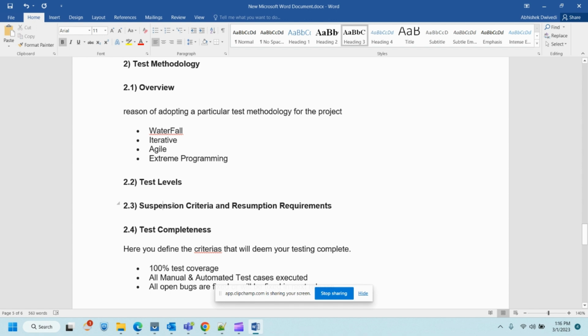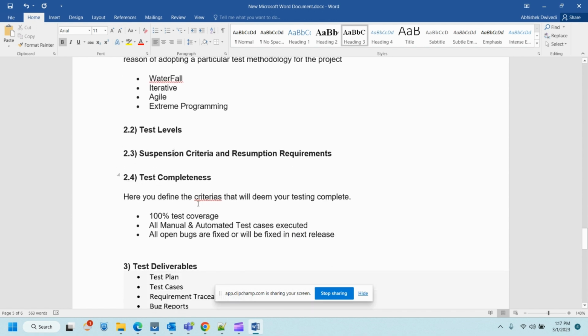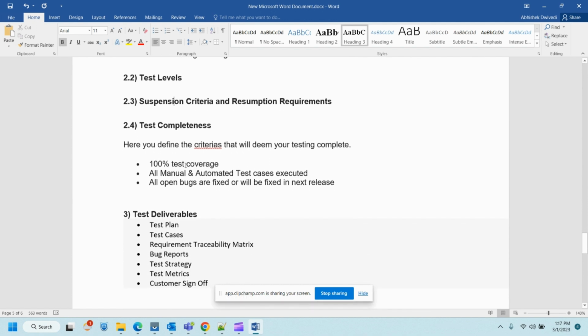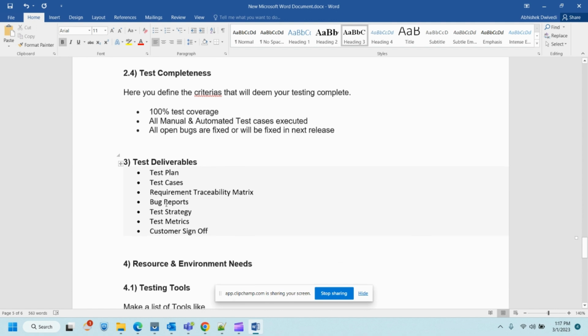If you have 100 test cases and out of 100, 50% or 60% of test cases are failing, it means you need to stop your testing, talk to the developer and reject that build. Next is test completeness, like 100% completeness. In this area you define the criteria by which your testing will be deemed complete: when 100% test coverage is achieved, manual and automation tests are executed, and all those things, and all major or high priority bugs are fixed.